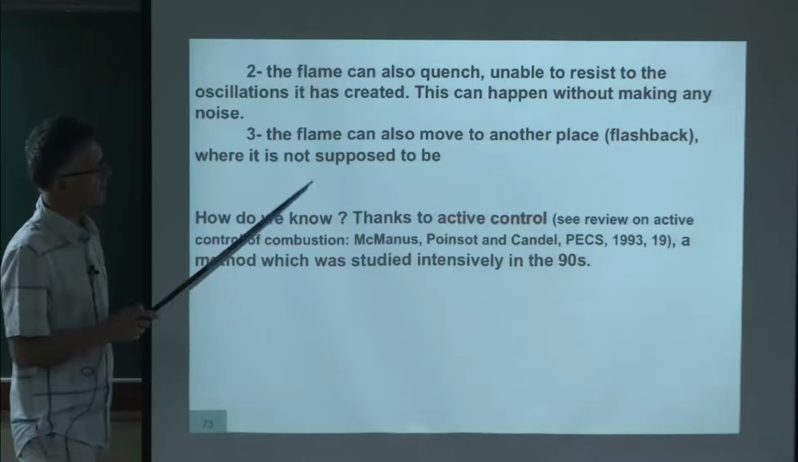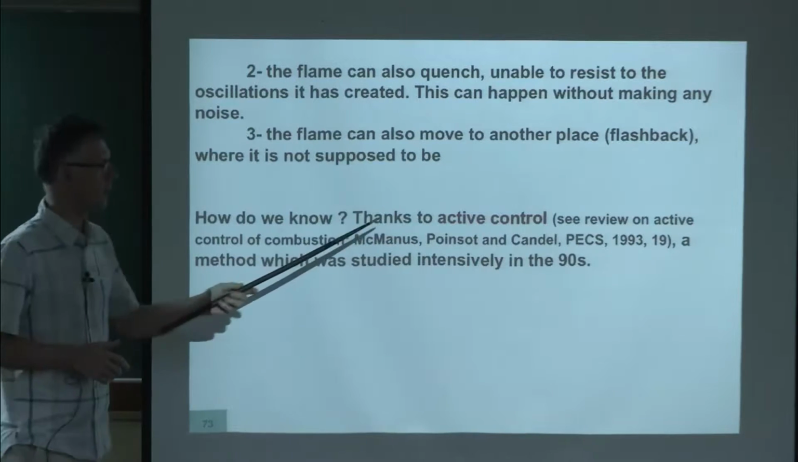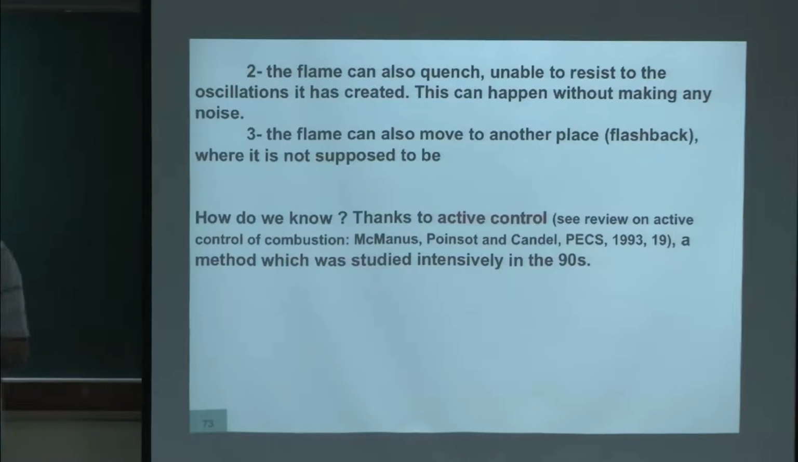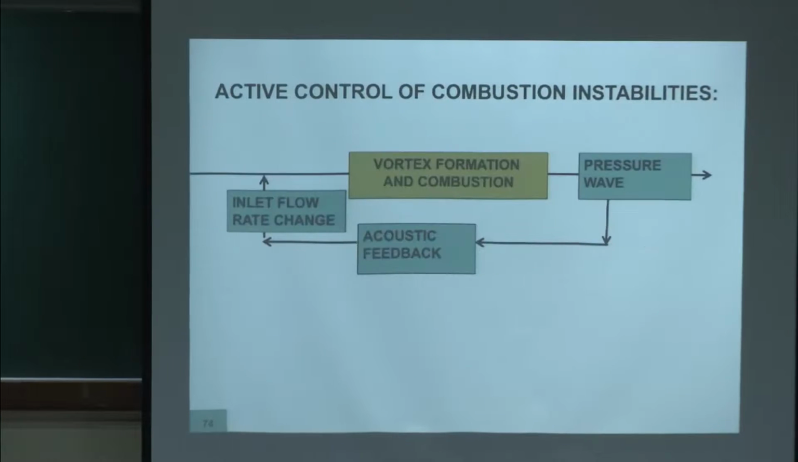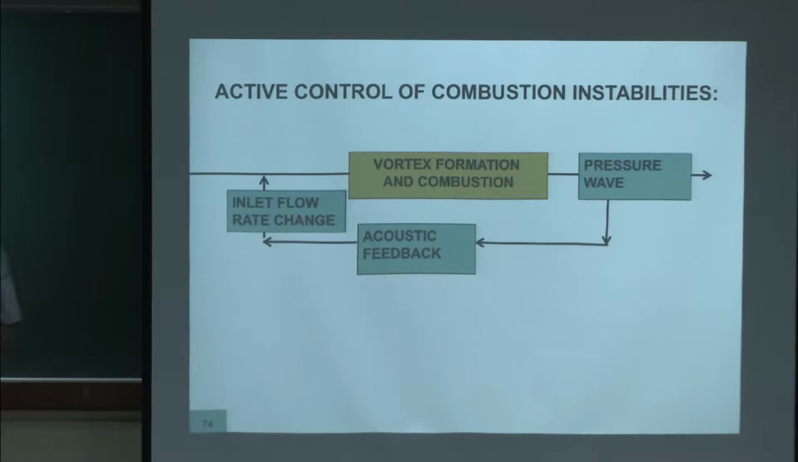So how do we know that combustion instabilities can create flashback or quenching? Well, we know it because we use active control. So let me show you this business of active control. That was a very, very à la mode, as we say in France, fashionable moment in the 90s where people started looking at that.